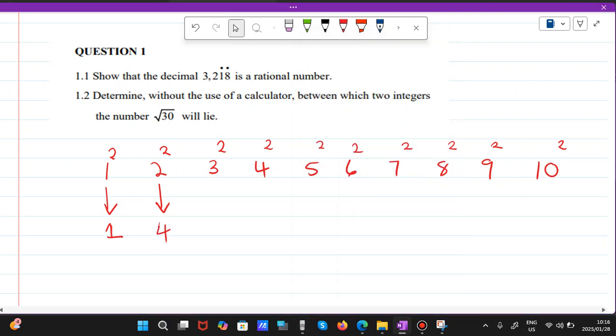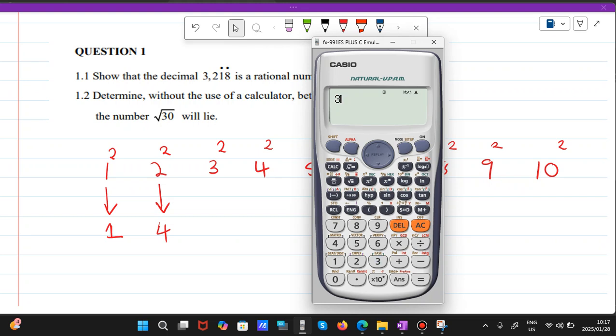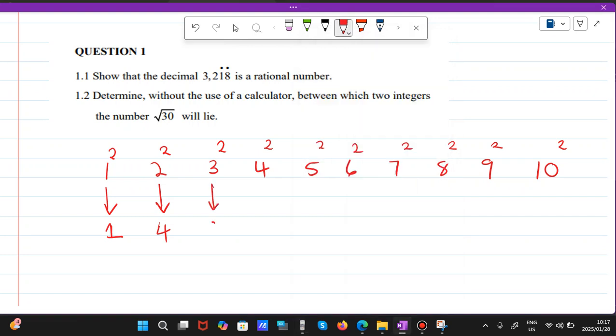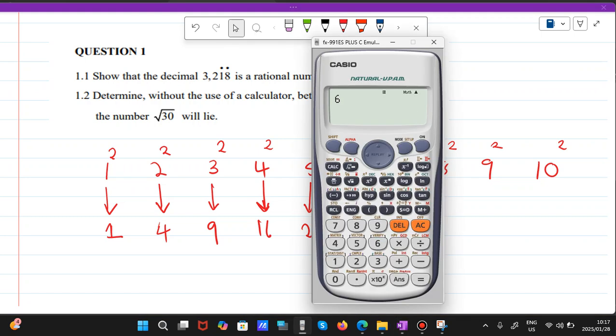We are having 3 squared. Where is my calculator? We are having 3 squared. It will give you 9. We are having 4 squared. It will give you 16. 5 squared will give you 25. And then 6 squared will give 36.